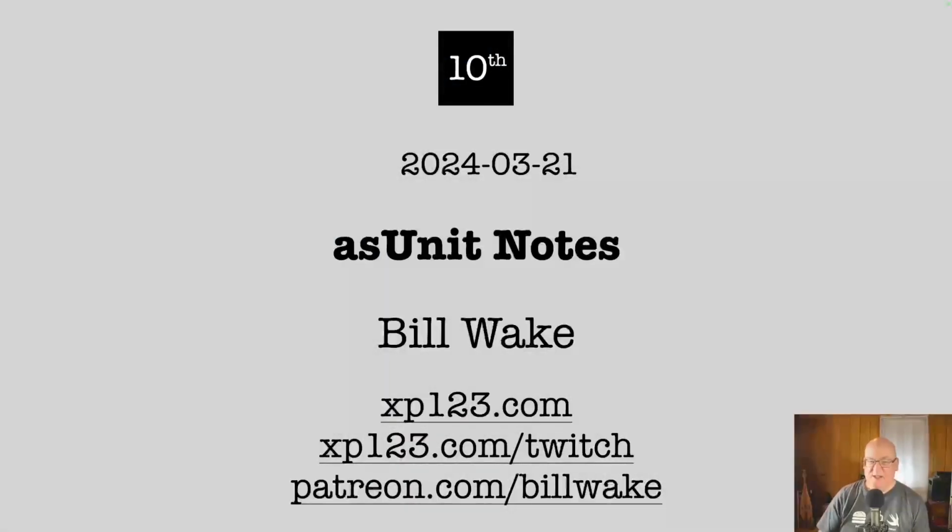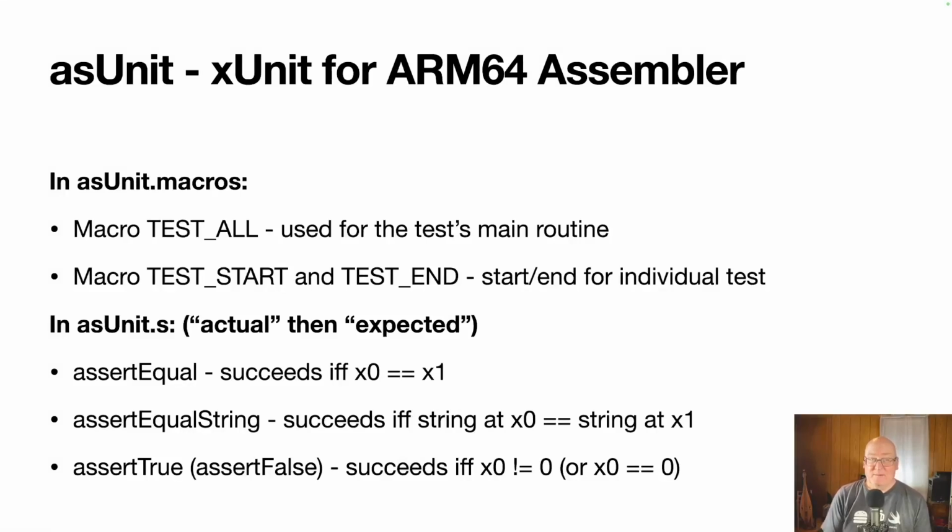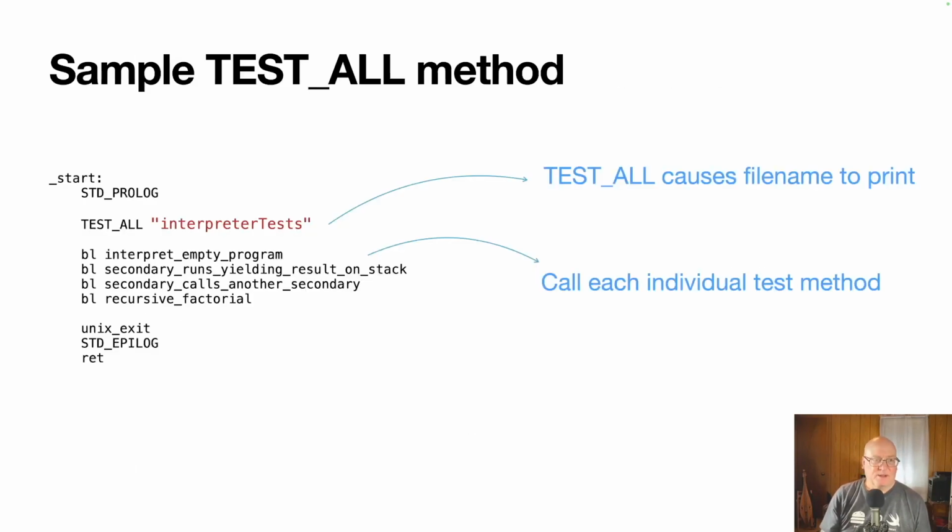These are just enough notes to hopefully remind us, or maybe anybody else that ever reads this, that asUnit consists of some macros and some code. The macros: we have a test all that you put in the main routine for each test that basically prints the file's name, and then a test start and test end you use around each individual test. And then we have some code: an assert equal method, assert equal string, assert true, and assert false. They all kind of do what you would hope for, maybe not as nicely in the error output. And a couple of test examples.